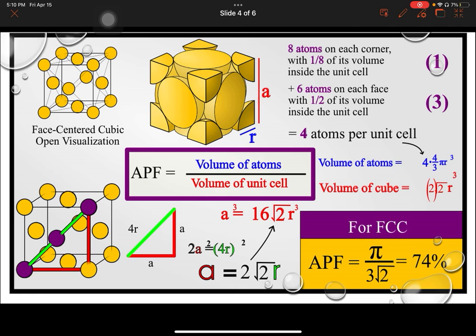And this is a very high APF value. It's actually the highest that we've studied. This just means that those atoms are really tightly packed in there, so it's a lot of material and not a lot of wiggle room for those atoms.